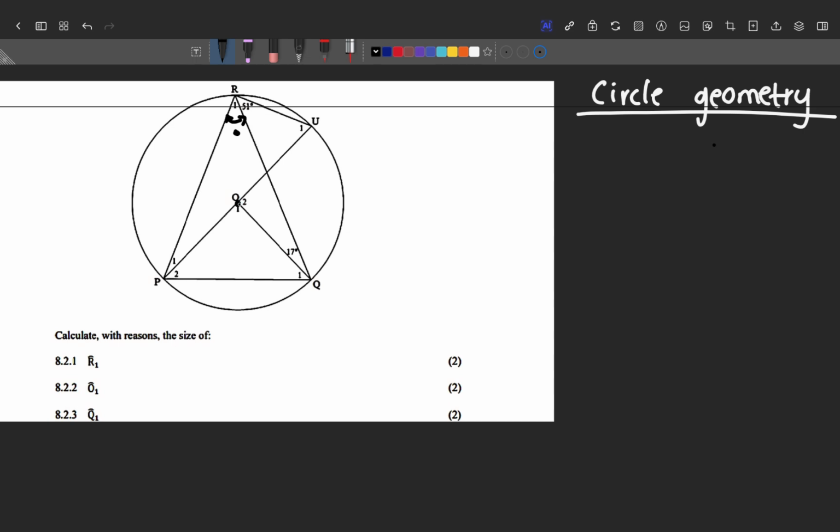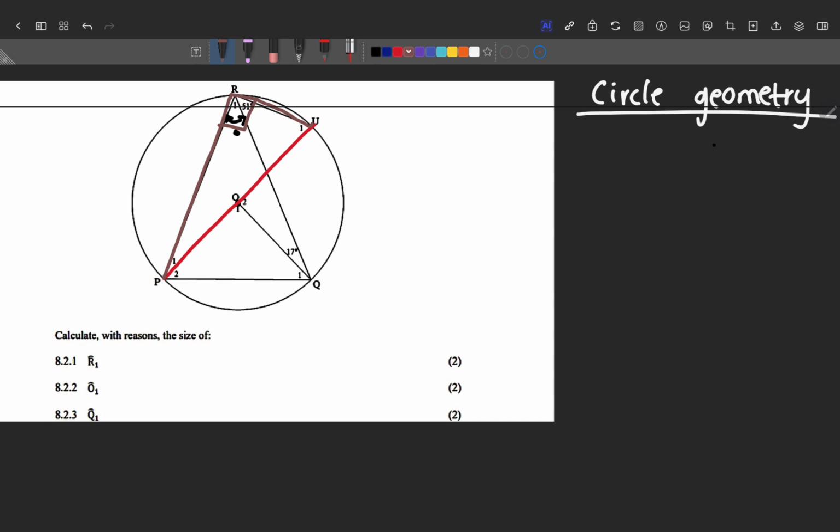O is our center, and one thing you need to know is that the angle formed by the diameter, and this is our diameter because it is passing through the center, on the circumference is always 90 degrees. This is the angle that my diameter subtends. It's a 90-degree angle.